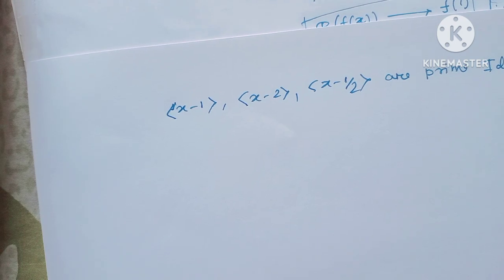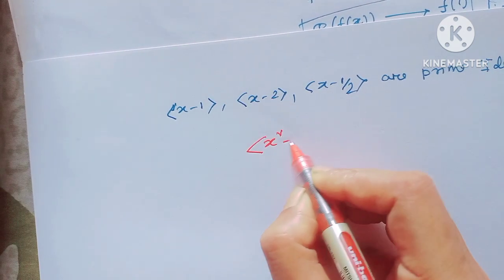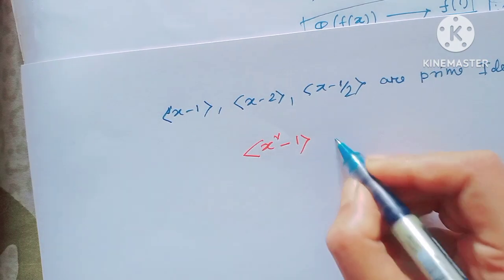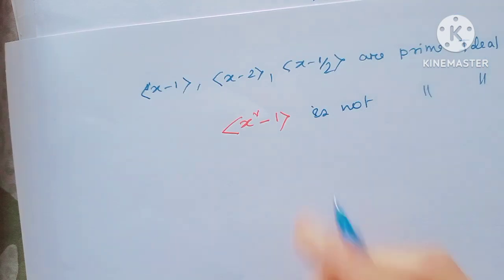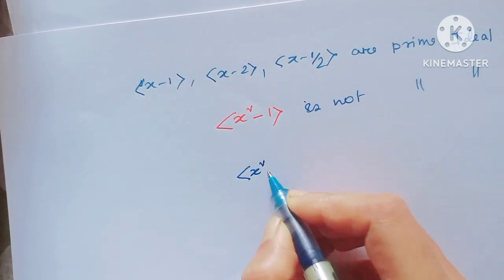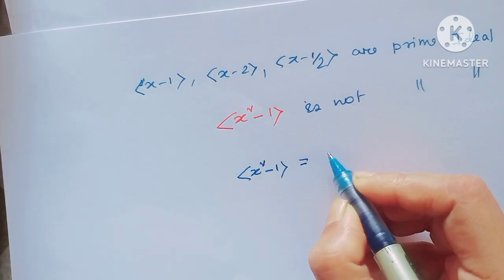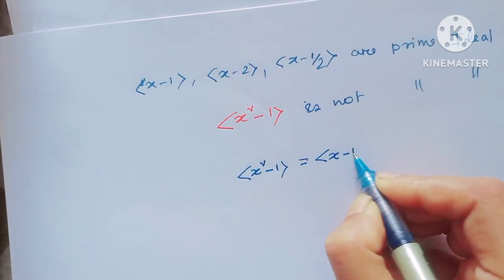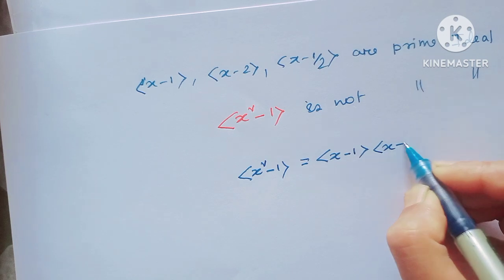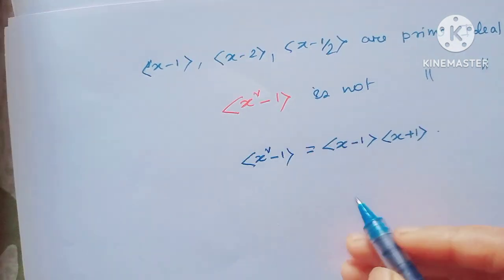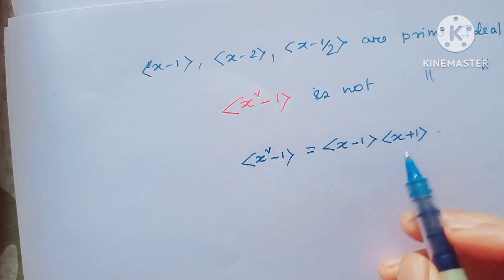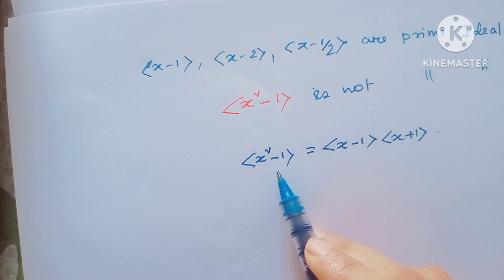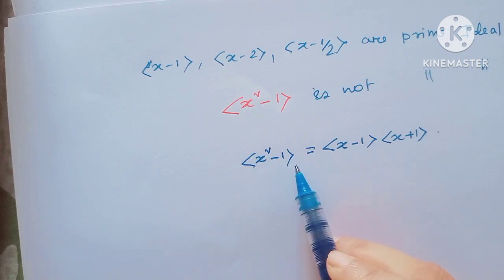But if we consider the ideal generated by x squared minus 1, this is not a prime ideal in Q[x]. Why? Because the ideal generated by x squared minus 1 can be written as the ideal generated by x minus 1 times the ideal generated by x plus 1. The product of (x minus 1) and (x plus 1) belongs to the ideal generated by x squared minus 1.